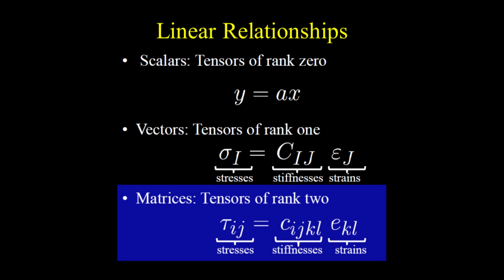Now we consider matrices instead of vectors. We also have multiple constants. For a linear relationship between 3x3 matrices, such as stress and strain tensors, tau ij for stresses, and e_kl for strains, we have 81 constants, Cijkl, which is 3x3 by 3x3. Remember that the summation is used here. This summation is over subscripts k and l.